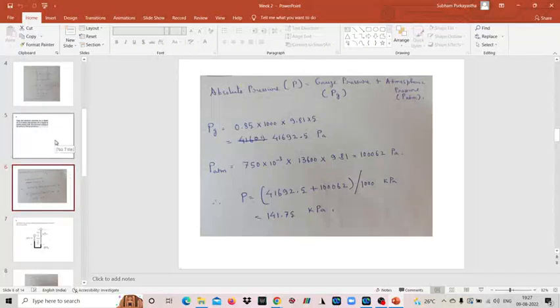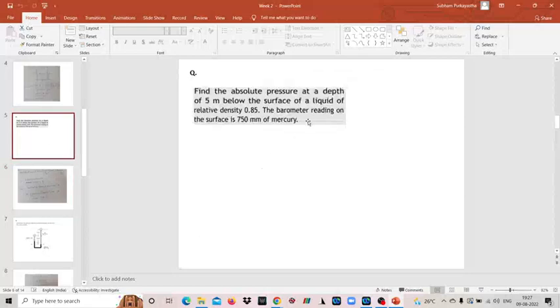So I was talking about the atmospheric pressure. If the local barometric reading is given to you, you have to use that value. Otherwise, you use the standard value, which is 760 mm of Hg, that is mercury, or 10.33 meter of water.